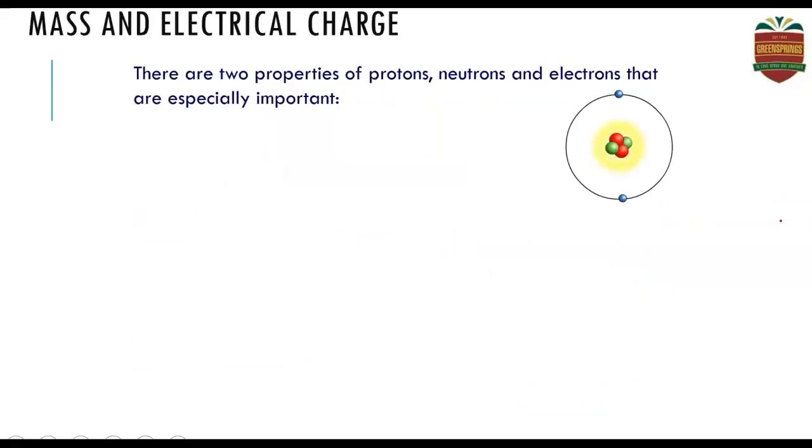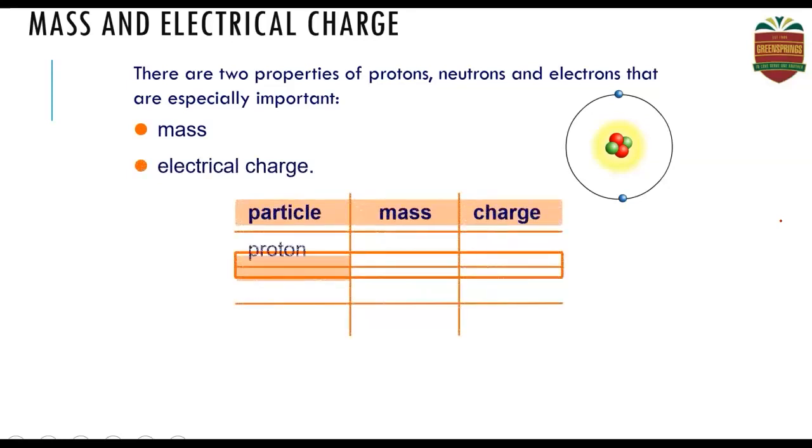Mass and electrical charge. There are two properties of protons, neutrons, and electrons that are especially important. Out of all the properties, the mass and the electrical charge are so important. Now, the proton, neutron, and electron have a mass. The mass of the proton is 1, and it has a positive charge represented as +1. The neutron has a mass of 1 and a charge of 0, meaning that it has no charge. It's neither positive nor negative. We can also say it's neutral.